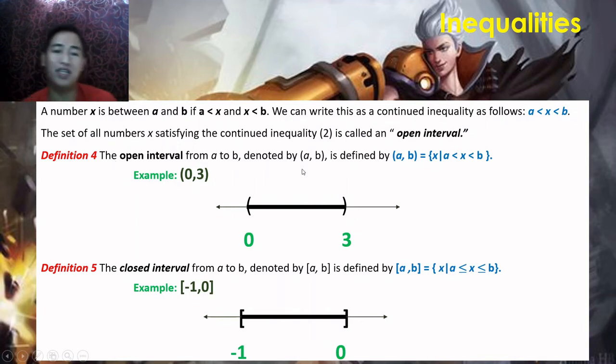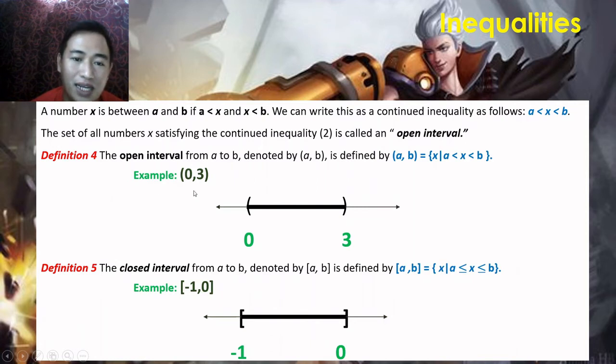So, the open interval from A to B, denoted by this one with parentheses (A, B), is defined as, so this is an interval. It is not an ordered pair, okay? This is the set of all x such that A is less than x, less than B. So x is between A and B.